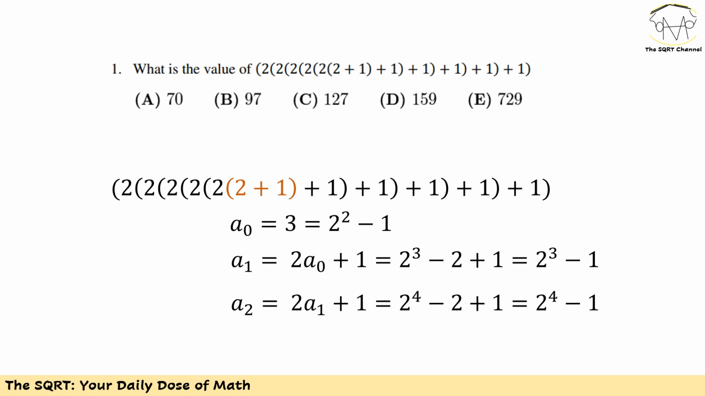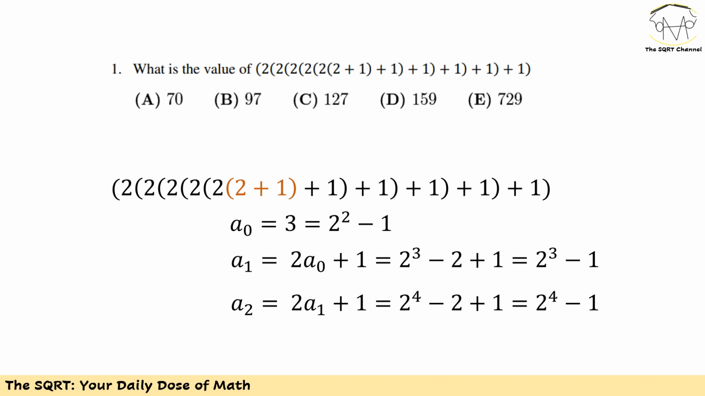If you replace A0 with 2 to the power of 2 minus 1, you are going to end up with A1 equals 2 to the power of 3 minus 2 plus 1, or finally 2 to the power of 3 minus 1. If you continue, you will see that A2 is going to be 2 to the power of 4 minus 1. So let's start again. When we have just one 2, we have 2 to the power of 2 minus 1. When we have two 2's, we're going to have 2 to the power of 3 minus 1. For three 2's, we will have 2 to the power of 4 minus 1.